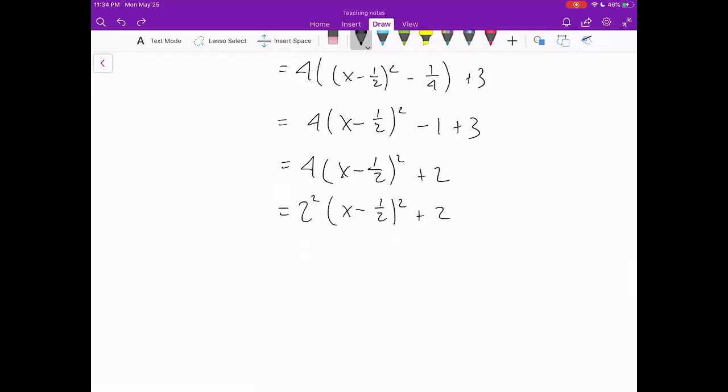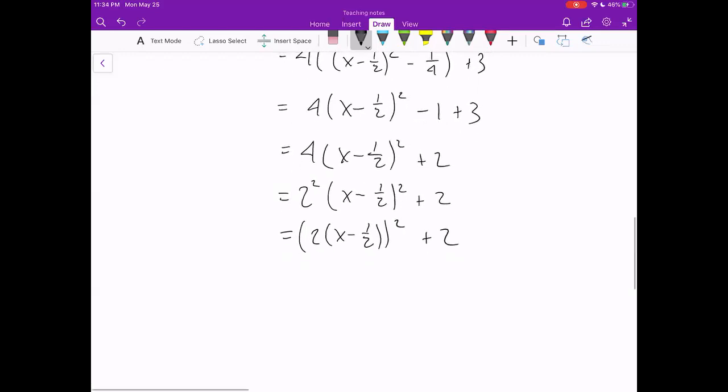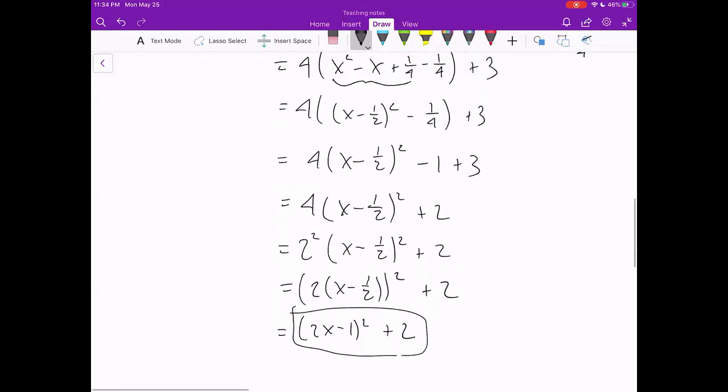So I have the product of 2 things squared. This is 2 times x minus 1/2 squared. In order to bring something inside of a square, I need to take its square root essentially. And now this is 2x minus 1 squared plus 2. And now I'm finished completing the square for this problem.